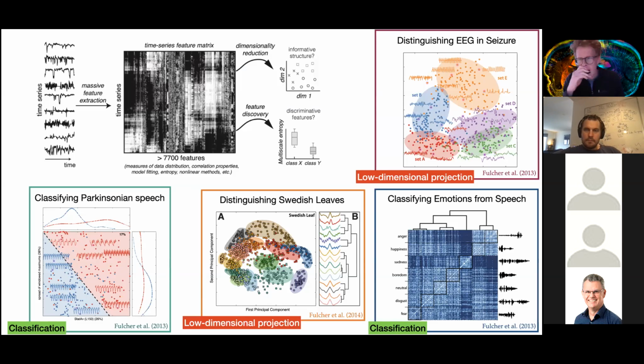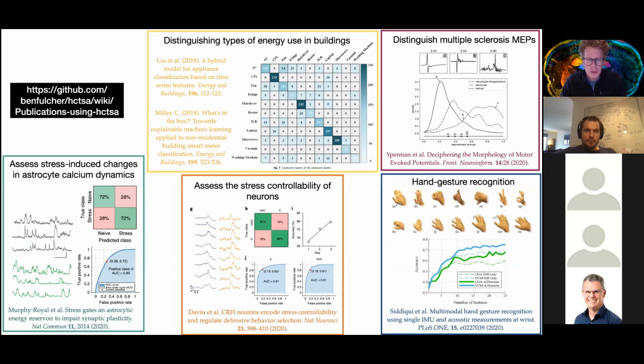So in the top right there, there are EEG signals from 5 different groups. The orange is during a seizure, A and B are eyes open, eyes closed, and then C and D are interictal periods of the seizure from different parts of the brain. You can see they're being organized nicely. We've classified different emotions from speech. We can distinguish different Swedish leaf shapes and Parkinson's speech.